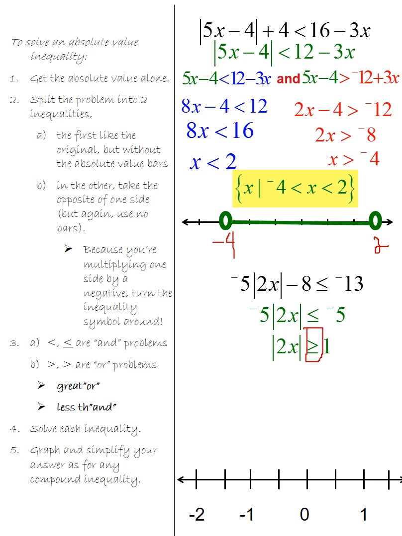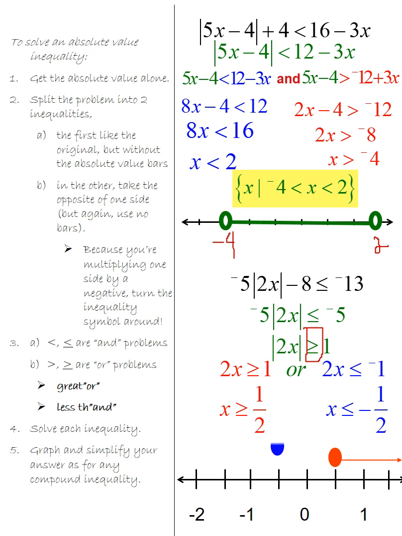We set that up with 2 expressions. 2x is greater than or equal to 1 and 2x is less than or equal to negative 1. We get x is greater than or equal to 1/2 and x is less than or equal to negative 1/2. So this is what it looks like. Break it down to one graph, and there we have it.